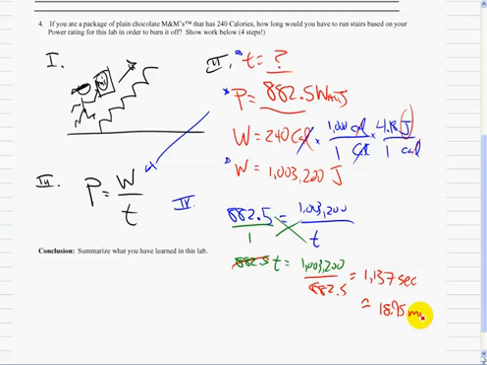It's about 19 minutes. So in other words, you've got to keep running up and down those stairs for almost 19 minutes before you burn off that package of M&Ms. And that's at full speed. That's a long time, isn't it?